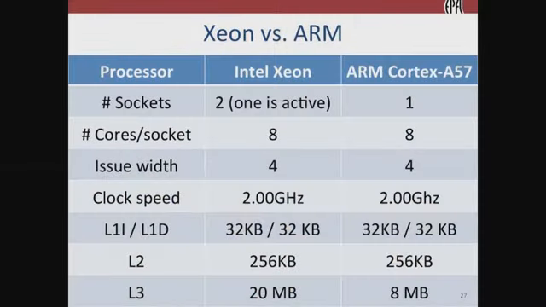This is our methodology. So this is the comparison of the two cores. As I said, the main microarchitectural structures are similar. Intel has 2 sockets, ARM has 1 socket. We turn off 1 socket of Intel, so it does not consume power. They both have 8 cores per socket. They are both 4 issue width. Their clock speeds are the same. Their cache hierarchies at the first 2 levels are exactly the same. For the last level cache, Intel has 20 megabytes, ARM has 8 megabytes. They are shared among the 8 cores for both of them.